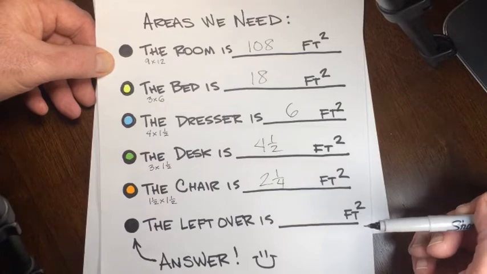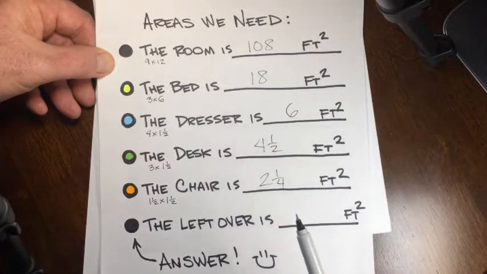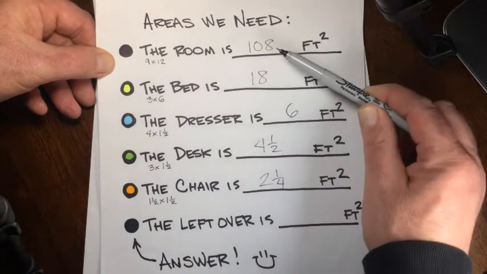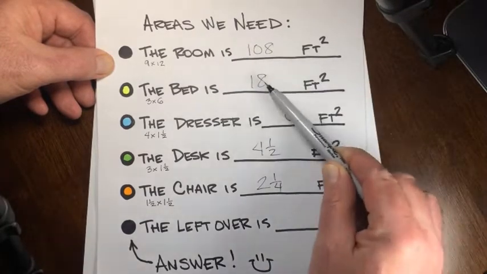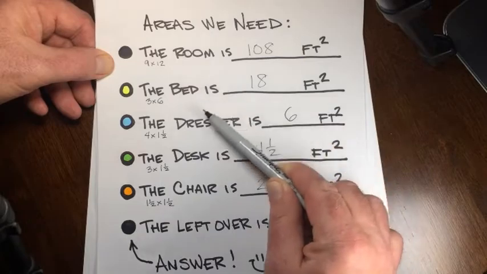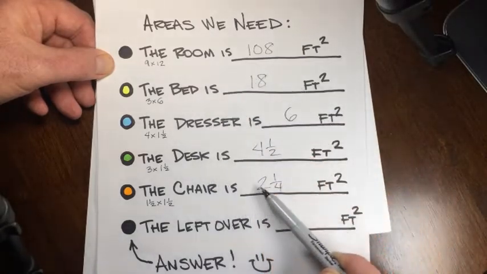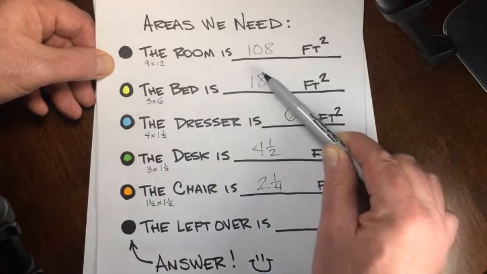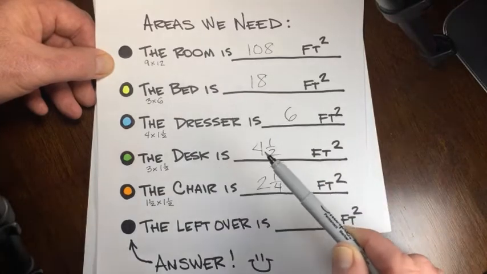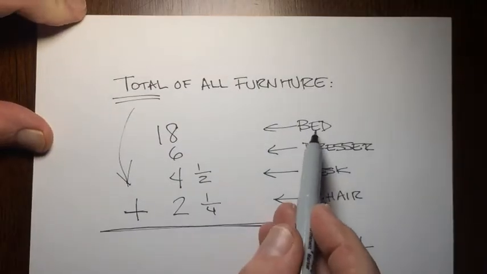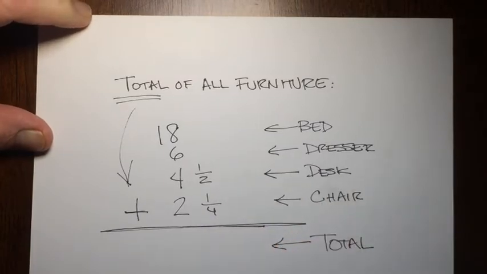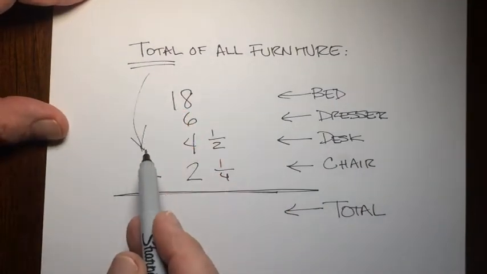Okay, so what makes sense to me would be I would need to take the difference of the room, which is 108, and the difference of all of these pieces of furniture. Well, I don't know what all of these pieces of furniture combined are, but to combine numbers, I'm going to add them. So to figure out the total of all the furniture, we're going to add up the bed, dresser, desk, and chair. The total means add.